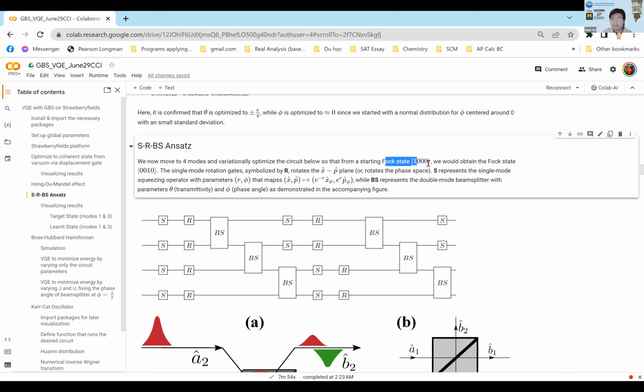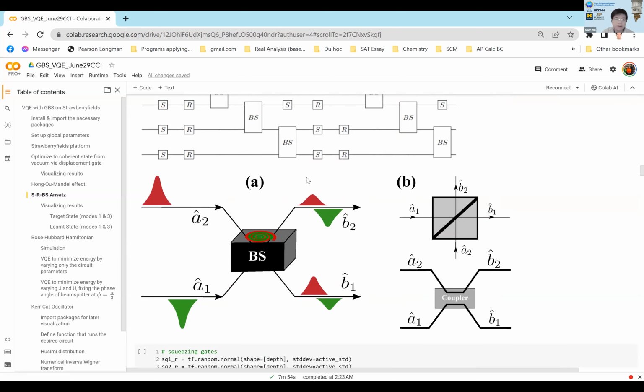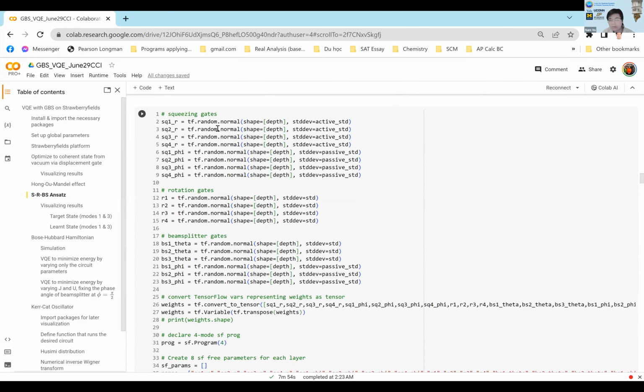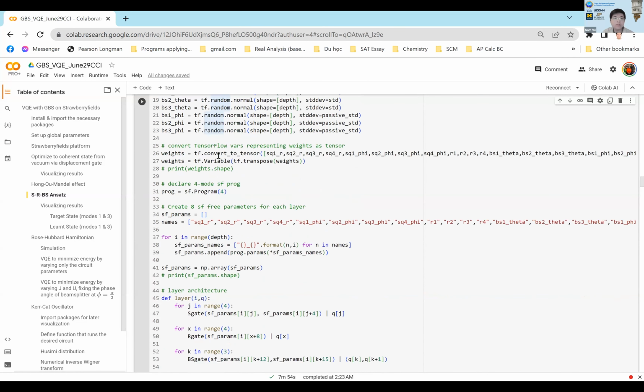So basically, starting with a Fock state of 1, 0, 0, 0, so we are looking at 4 modes here, I will try to optimize the parameters within this ansatz. There are a lot of parameters in here, so that we can get the output state as close as possible to the target state of 0, 0, 1, 0 here. And we don't know the results for this yet, right? As I was saying, there were a lot of parameters. You choose them from a normal distribution, and then we declare a program and put them into it.